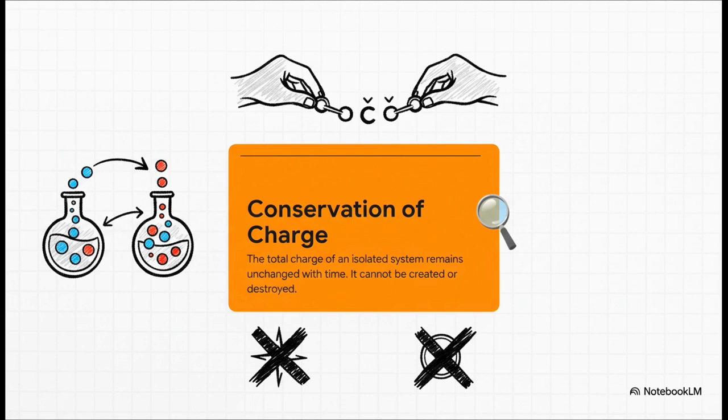And this next one is one of the most fundamental, most unbreakable laws in all of physics. I'm talking about the conservation of charge. In any closed-off system, the total amount of charge is constant. It never changes. You can move it around, you can shuffle it from one object to another, but you can never create it from thin air, and you can never, ever make it disappear. It's a constant of our universe.